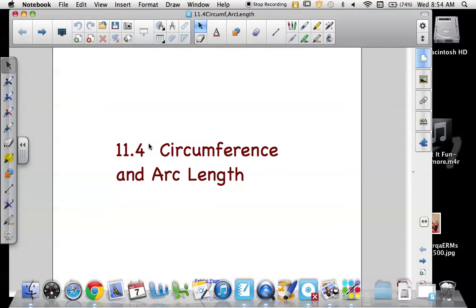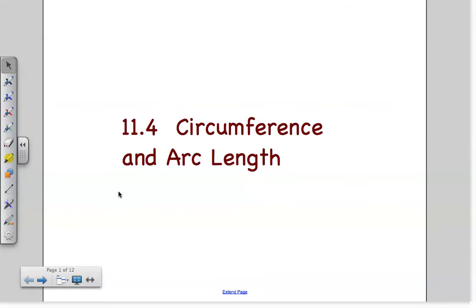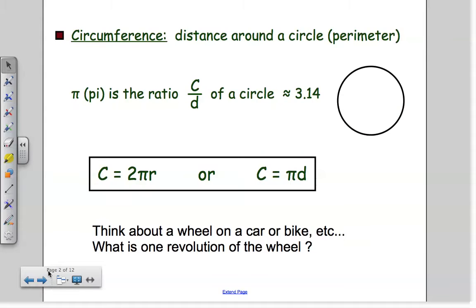In section 11.4, we're looking at circumference and arc length. So looking at some circle stuff today. First of all, what is circumference? Circumference is the distance around a circle. It's like the perimeter of a circle. Okay, so distance around a circle.